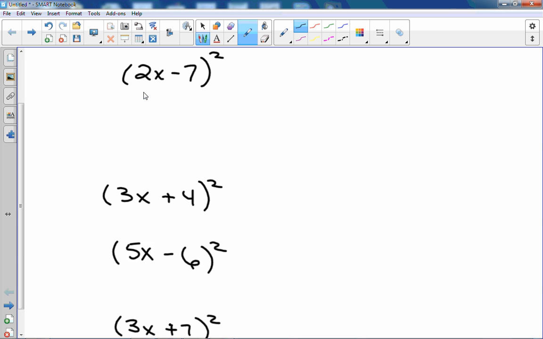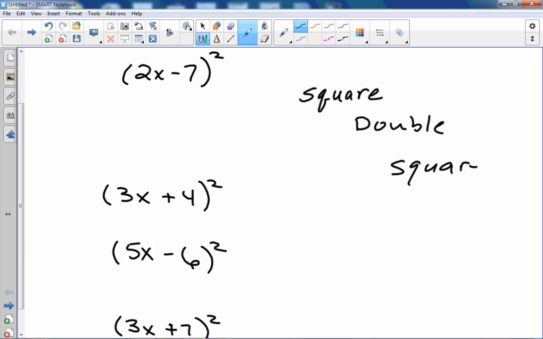Okay, so one of the things you probably want to write down here is just a little pattern to help you remember this. We're going to say square, double, square. Okay, and we'll say it really fast when we do this. So we'll say square, double, square. Okay, so here's what we're going to do. We're going to take this and we're going to square it. And so when I square 2x, it's not just 2x squared, but it would be 4x squared.